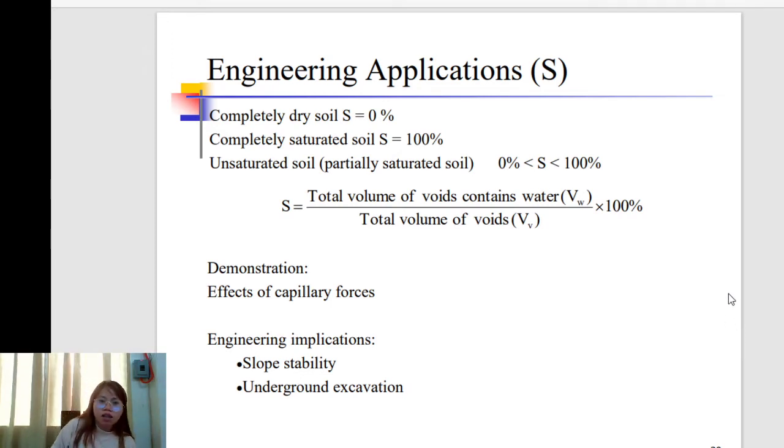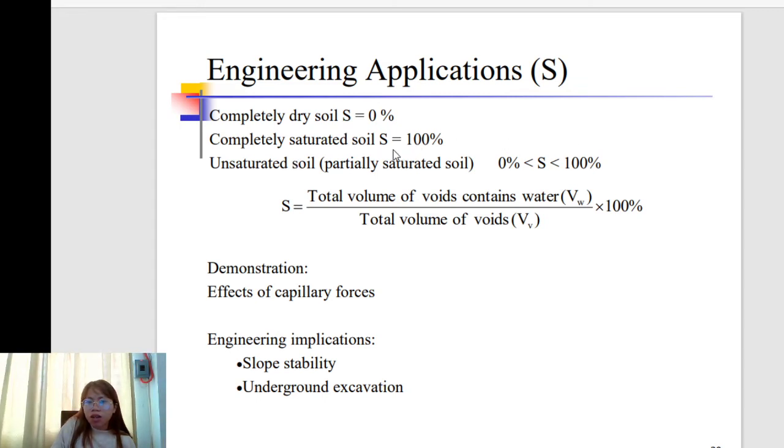For completely dry soil, the degree of saturation is equal to 0%. For completely saturated soil, the degree of saturation is 100%. For unsaturated soil, or partially saturated soil, the degree of saturation is within this range, 0% to 100%. So the degree of saturation is equal to the volume of voids containing water divided by the total volume of voids, times 100%.